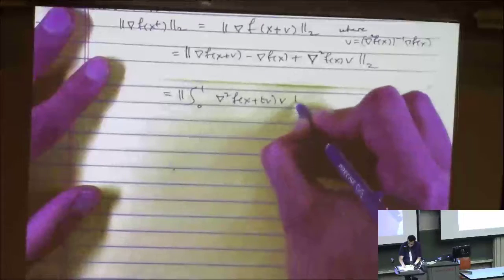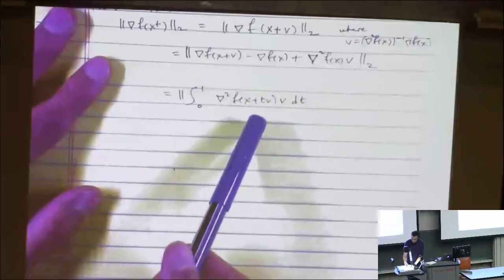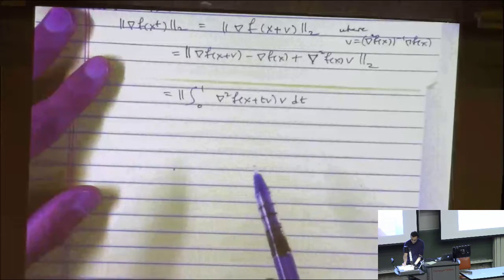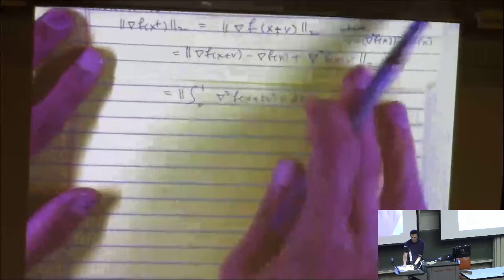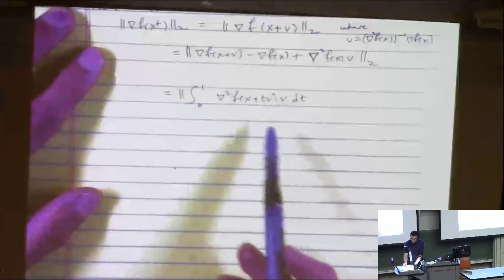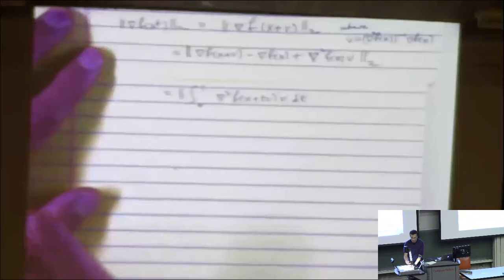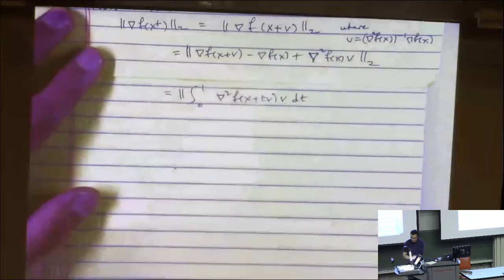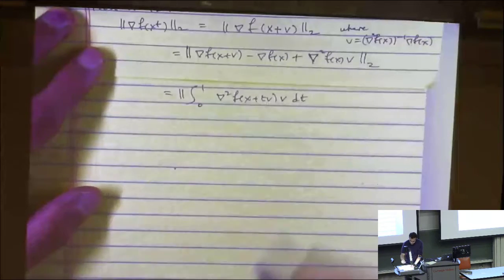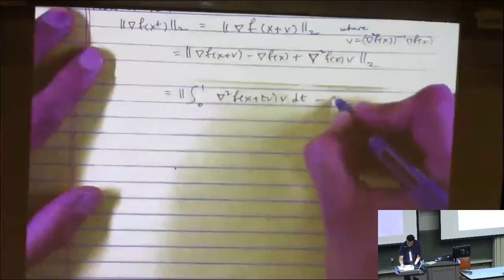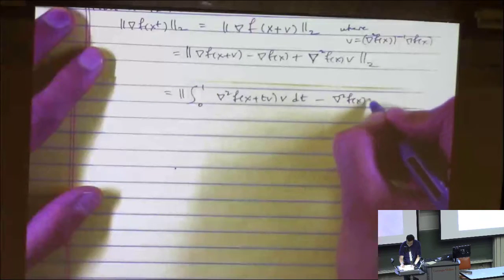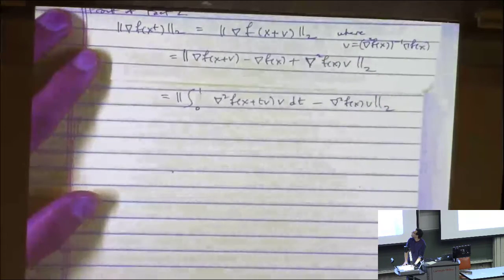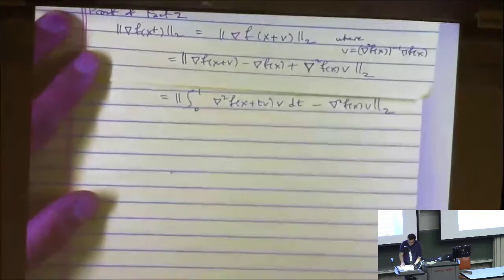If I look at this, this guy is the derivative of the function gradient f of x plus tv. So if I integrate it, I just get the difference of that function, gradient of f of x plus tv, evaluated at 1 and 0, which is exactly these two terms. So I can do minus the gradient of f of x at v. That's what I had before.